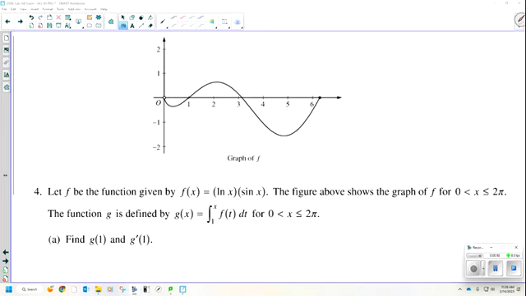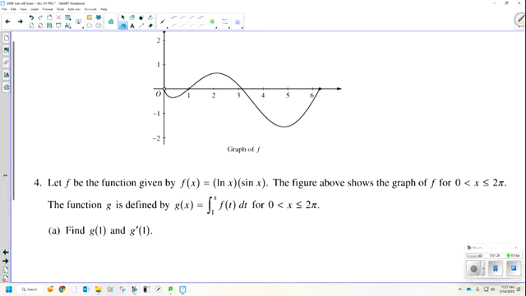Question 4 reads, let f be the function given by f of x equals ln of x times sine of x. The figure above shows the graph of f from 0 to 2 pi. The function g is defined by g of x is the integral from 1 to x of f of t dt for x values between 0 and 2 pi. All right? 4a tells us to find g of 1 and g prime of 1.